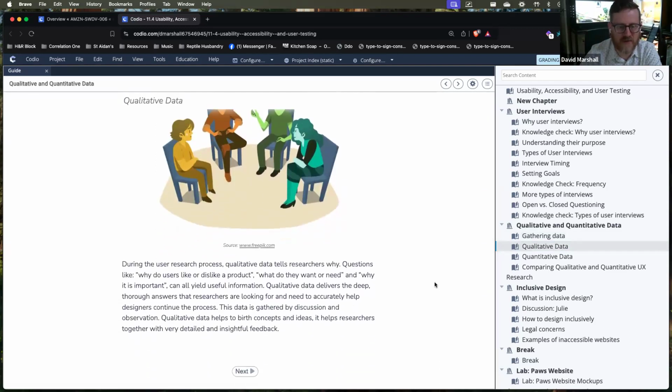So qualitative is a story, right? It tells researchers why. Let's think about using the Amazon application. I know someone else had mentioned this prior. We're talking about account deletion, right? So let's go ahead in the chat and just think about a why. When you use the application to shop, right?